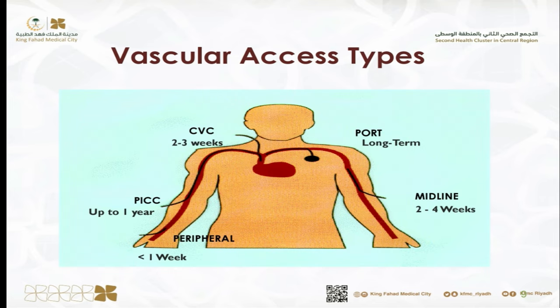These are the most common types of central line. The midline will go from the arm to the knee or the chest. It will remain in place 2 to 4 weeks if no infection. The port-a-cath, or subcutaneous port, remains in place for more than a year. The internal jugular line will remain in place 2 to 3 weeks. We cannot keep the line when the patient is discharged home. We have to remove it. The PICC line will be inserted in the basilic or cephalic vein, and the tip will go directly to the heart. A peripheral line can remain in place up to 1 week.